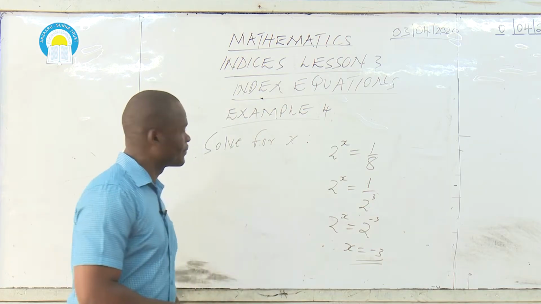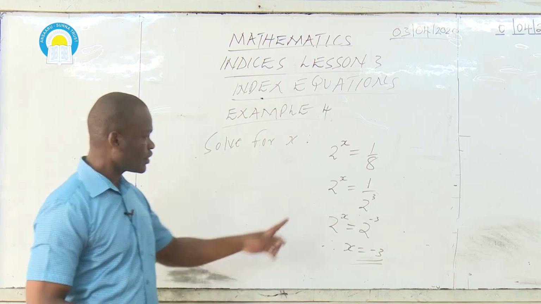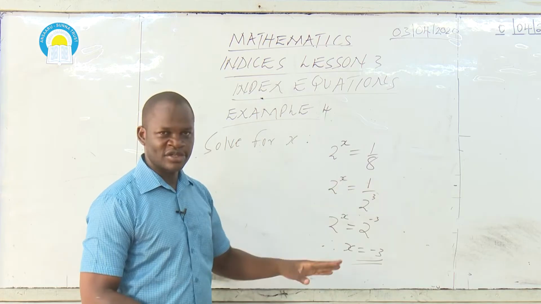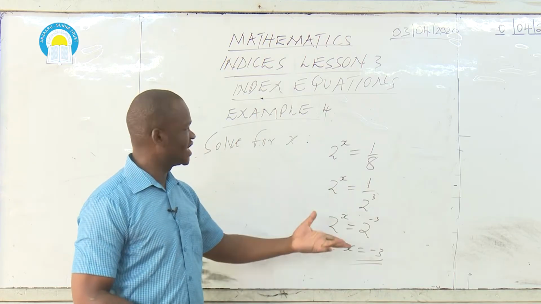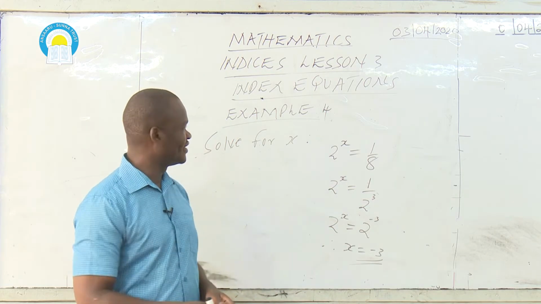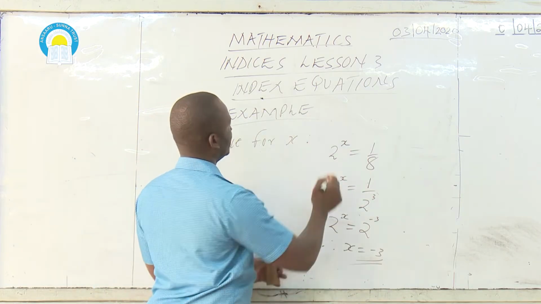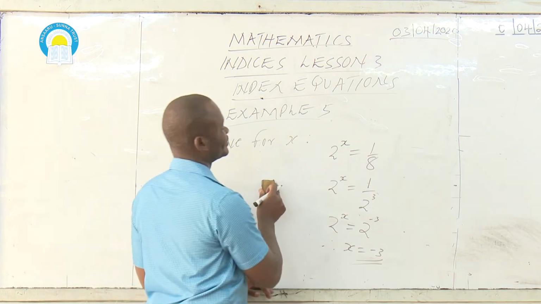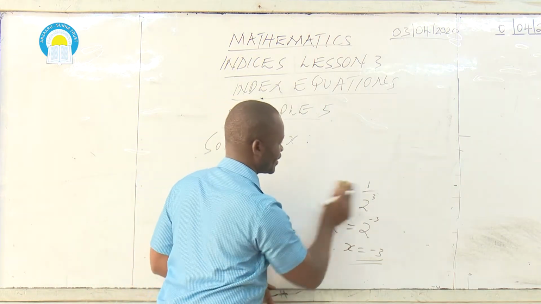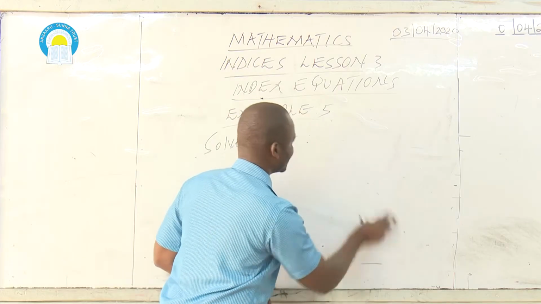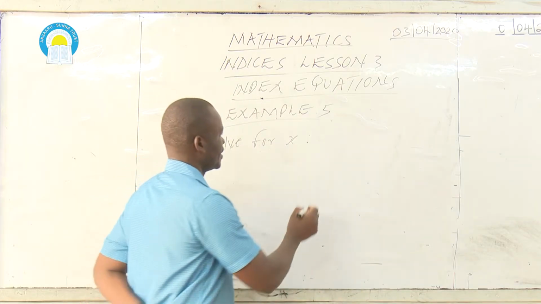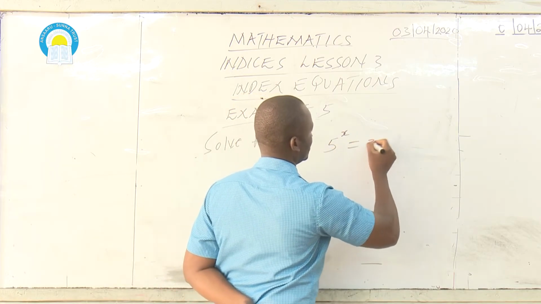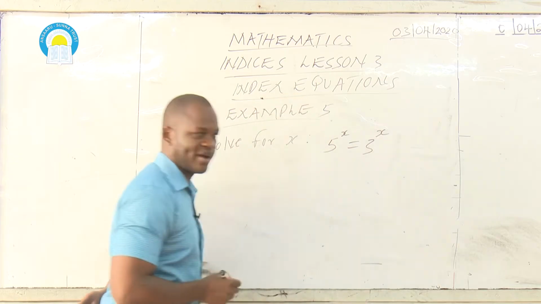So we can go to example 5. Remember to recall the laws. We are seeing different laws now being applied even in the index equations part. So we go to example number 5. You are given this equation, solve for x: 5 power x is equal to 3 power x.